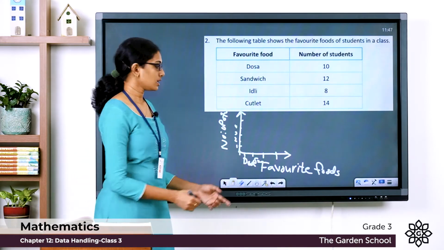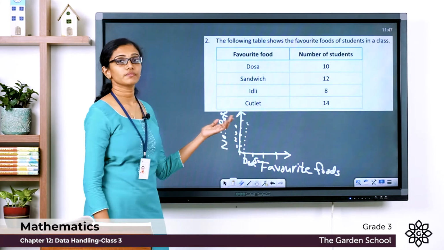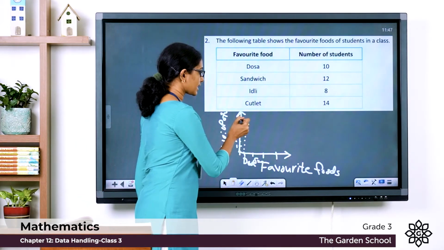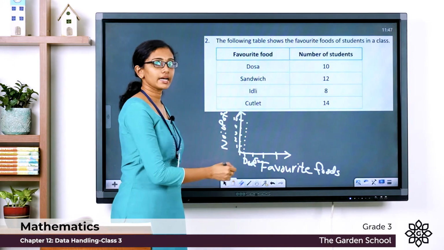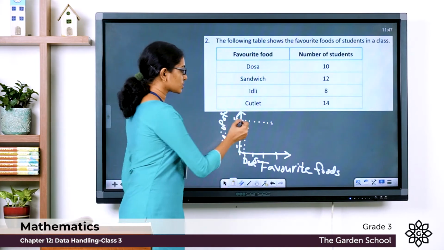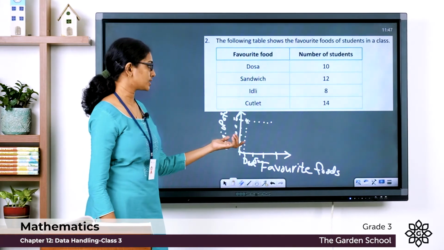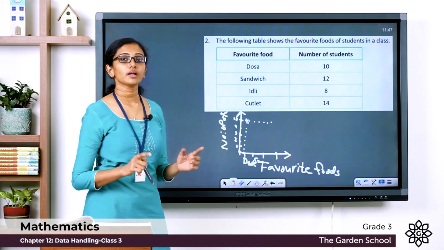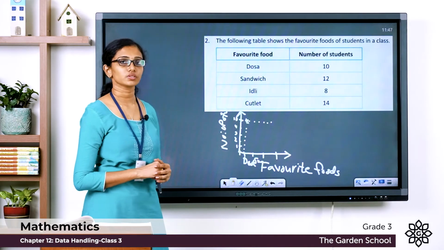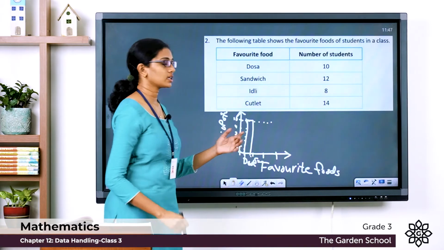So from dosa, I'm drawing a dotted line vertically upwards, and dosa is the favorite food of 10 students, right? So from the point where it says 10 on the vertical line, I'm drawing a dotted line horizontally. So you see the point where the two dotted lines intersect or meet. That would be the height of your bar that represents dosa, or the number of students that like dosa. So you got the height for the rectangular bar, so you can draw a rectangular bar there.